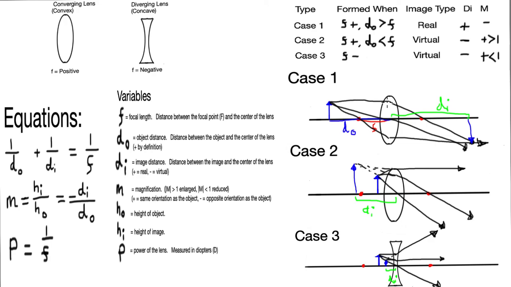I'd also practice doing these ray diagrams because I know it can be confusing. But just remember that there's always 3. They always use both focal points, and one always just goes through the center of the lens.